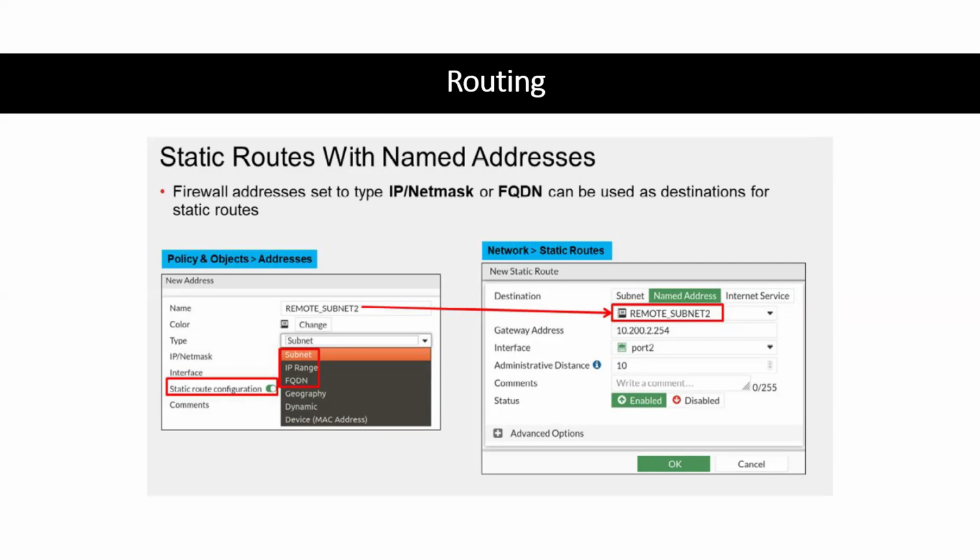You can click the Internet Service button, and you'll see a drop down just like how it is for named addresses. And you'll be able to pick Microsoft Teams. Let's say it's YouTube. You can do the same thing, YouTube.